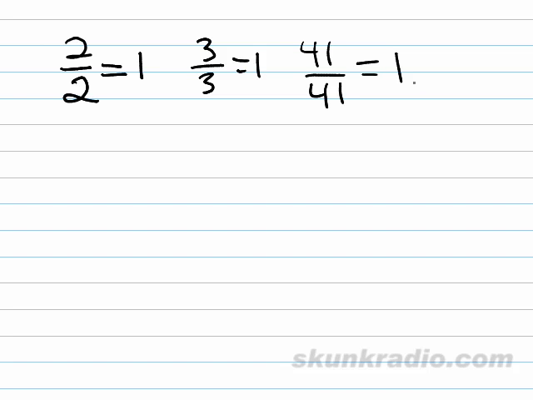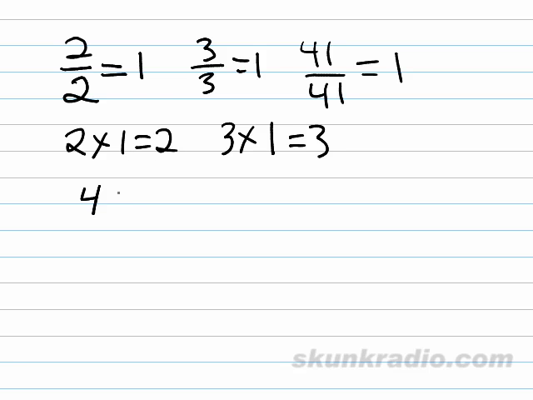And the reverse operation is also true. If you have any number and you multiply it by 1, you get the same number. So 2 times 1 is 2. 3 times 1 is 3. 4,096 times 1 is 4,096. This is actually a very important concept for us.